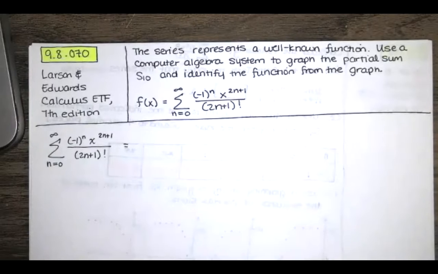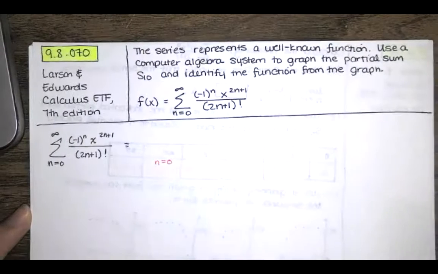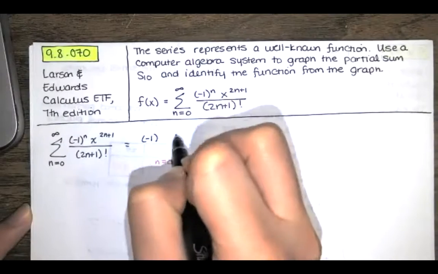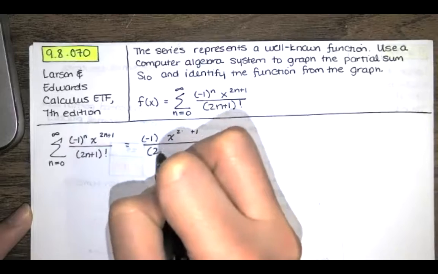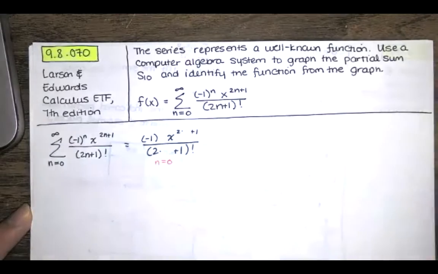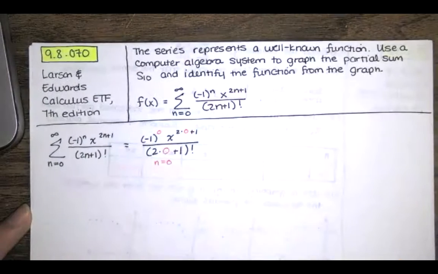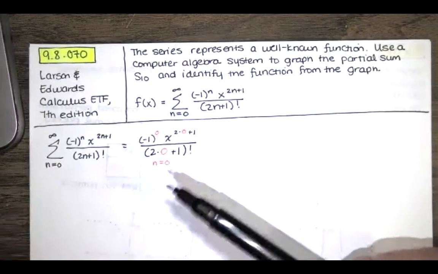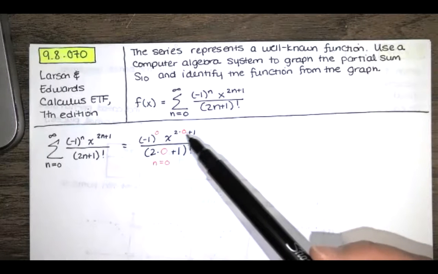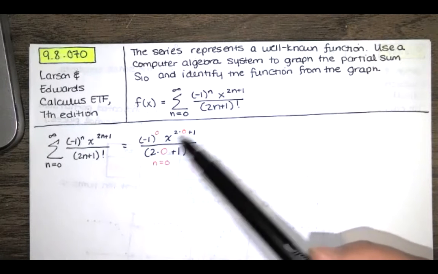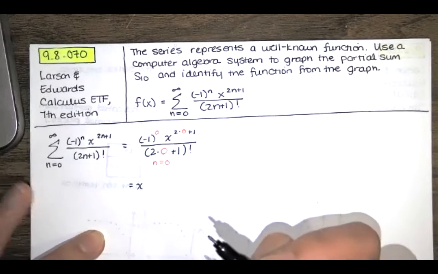First, let's write out the n equals 0 term. When n equals 0, we've got negative 1 to the 0 times x to the 2 times 0 plus 1 over 2 times 0 plus 1 factorial. So negative 1 to the 0 is 1. x to the 2 times 0 plus 1 is x to the first, over 1 factorial. So that just ends up being an x.